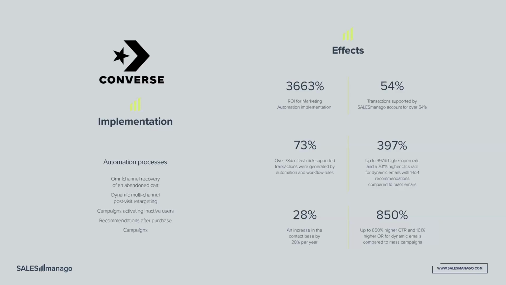They saw more than 3.5K% of ROI for marketing automation. The transactions supported by the specific platform, and I'm referring to Salesman-Go because I have an insight and I know what numbers this platform can get, account for over 55% of the revenue.